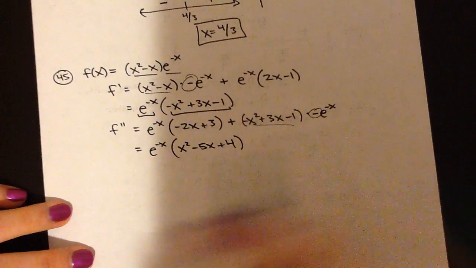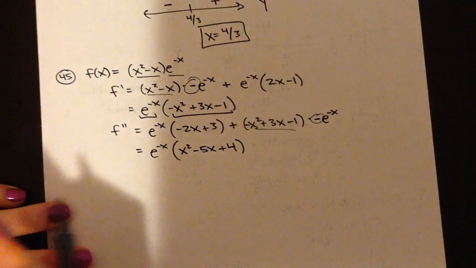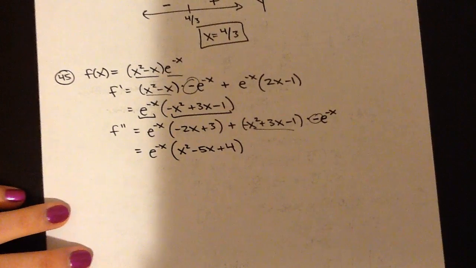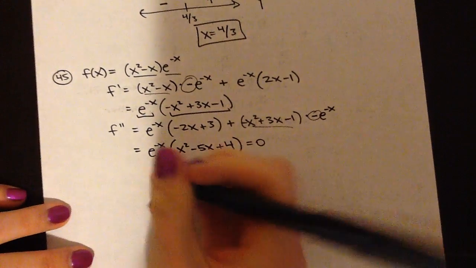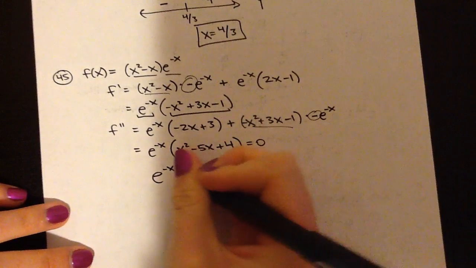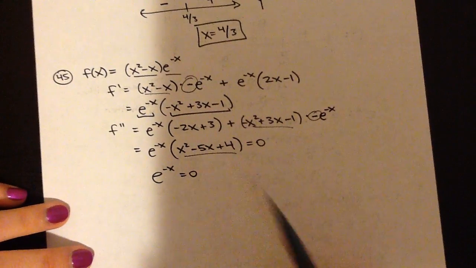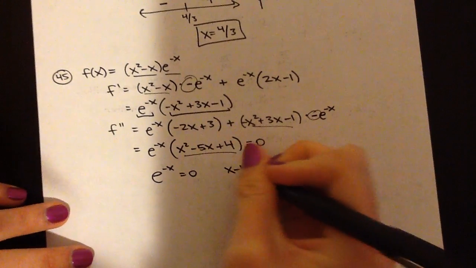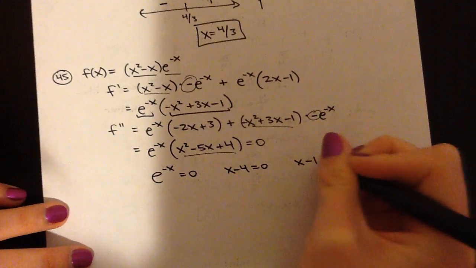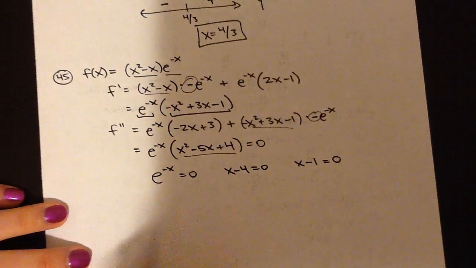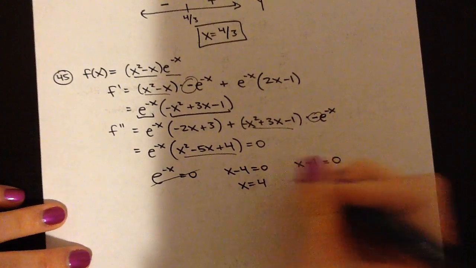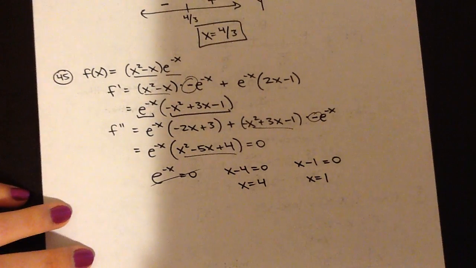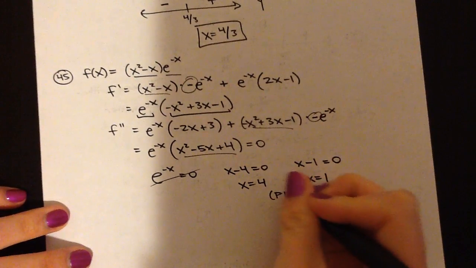What I'm going to do is look to see where it's undefined. It will never be undefined because exponential functions and polynomials are always defined. I can set this equal to 0, which means I can set all of my pieces equal to 0. This thing factors down to x minus 4, x minus 1. So exponential functions will never be 0. That gets me nothing. But I do get 4 and 1. So those are my potential inflection points.